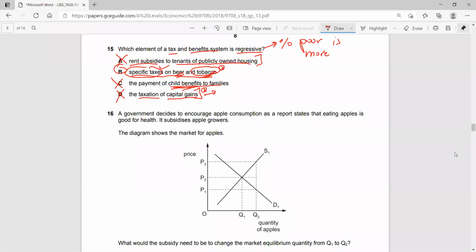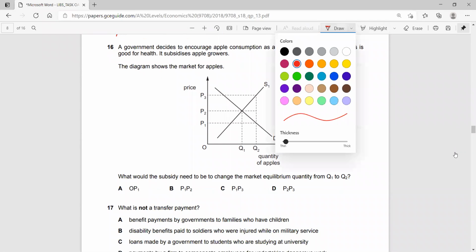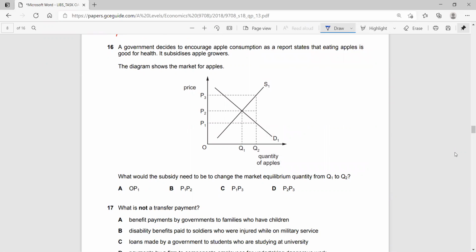All right, so let's continue. Question 16, let's choose a different color for no good reason. A government decides to encourage apple consumption, as a report states that eating apples is good for health. Well, you didn't really need the report, honestly, like every child's book would tell you that. So it subsidizes apple growers.